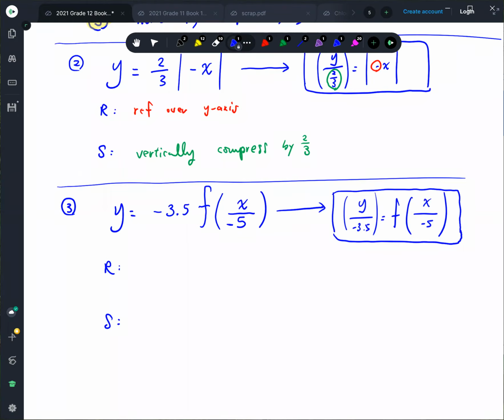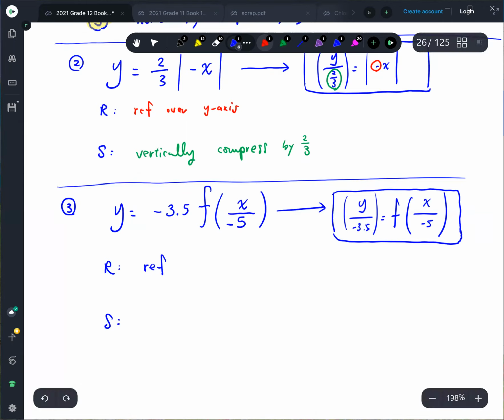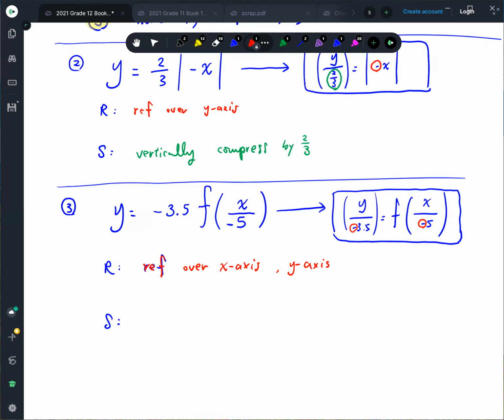Okay, Marcus, can you tell us the R? Doesn't it reflect over the y and x? Okay, so both axes, right? Yeah, very good. You have a negative on the Y, so reflect over the x-axis. You have another negative on the X, so it reflects over the y-axis. So when you answer on the homework, this is what you can write down, okay?